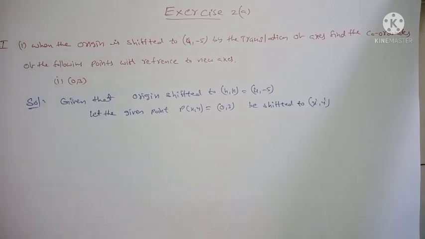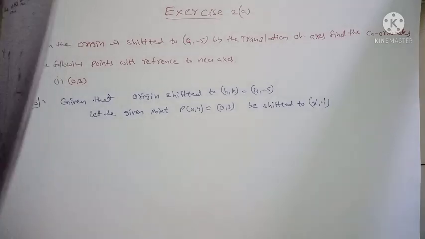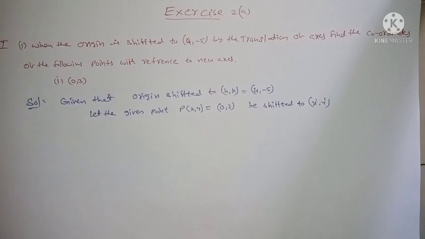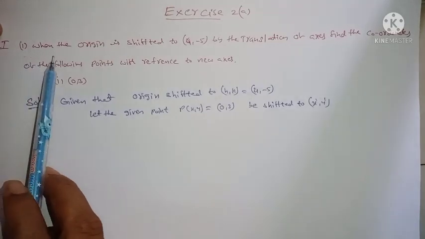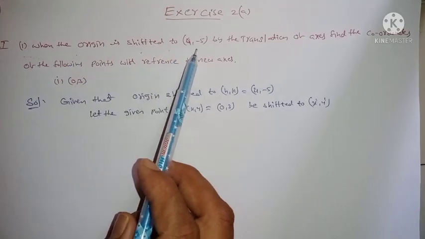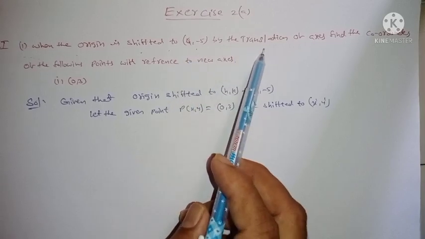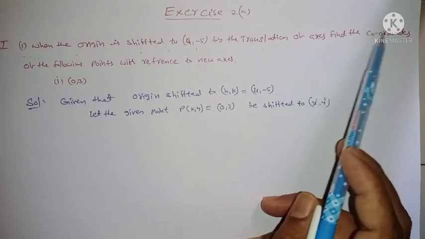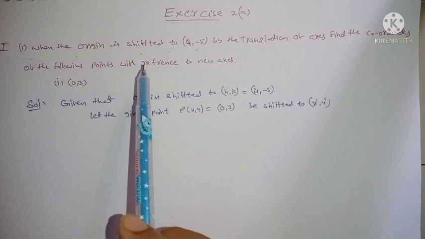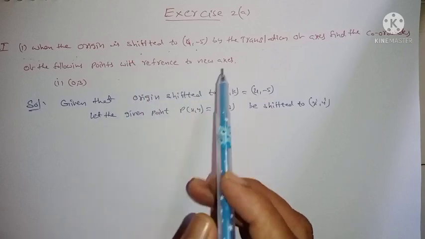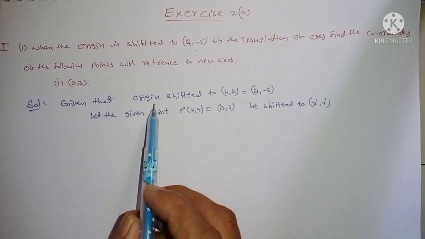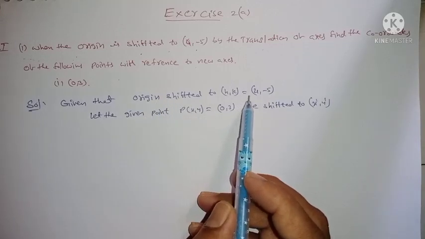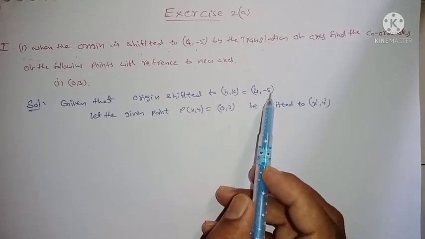Transformation of the axis. Exercise 2a, exercise problems. First problem: when the origin is shifted to (4, -5) by the translation of the axis, find the coordinates of the following points with reference to the new axis. Given 0, 3. First, given that the origin is shifted to (h, k) = (4, -5).